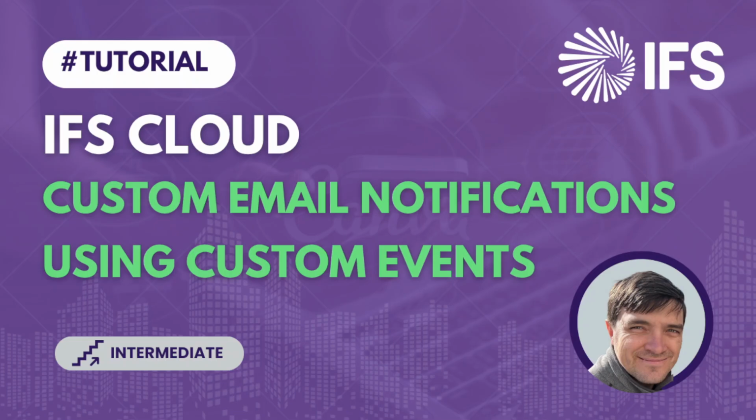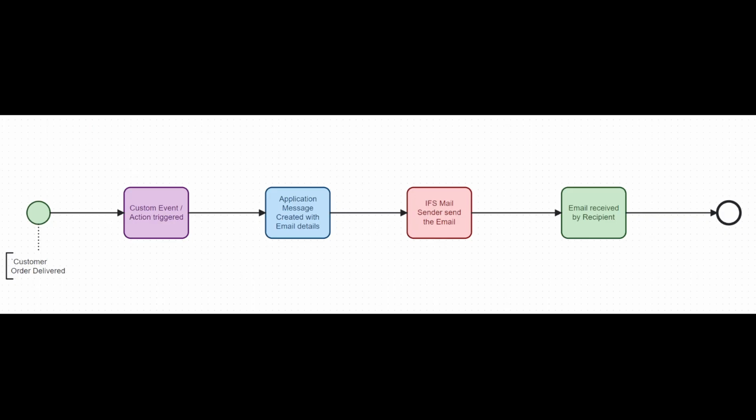But before going into the system, I want to also walk you through the process that we will be doing today. Basically, we will have a customer order, which we will go through all the stages of reserving and delivering. And once this customer order is delivered, we will have our custom event and the action triggered, which will create an application message with all the email details gathered from the custom event. Then the content of the email is sent to an IFS mail sender to send the email, and finally, the email is received by the recipient.